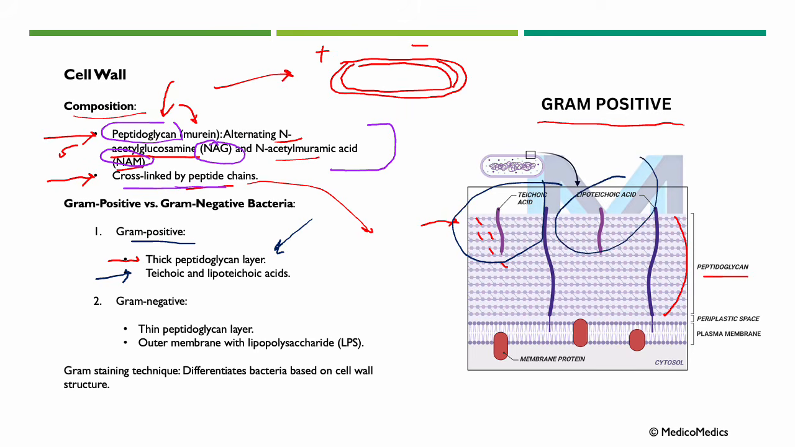While in gram-negative, we have a thin peptidoglycan layer. But what differentiates it from gram-positive bacteria is that it has an outer membrane with lipopolysaccharides, LPS. We will look at this in the next slide.